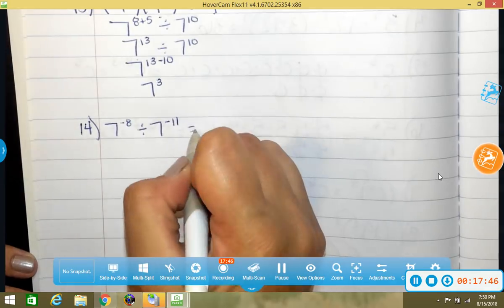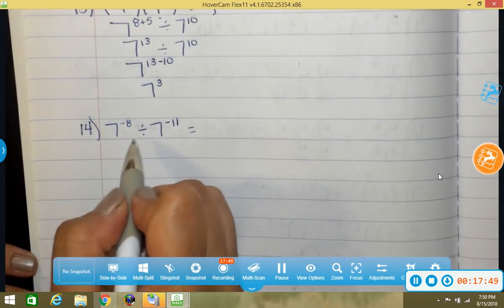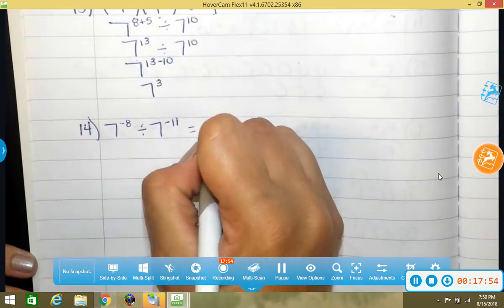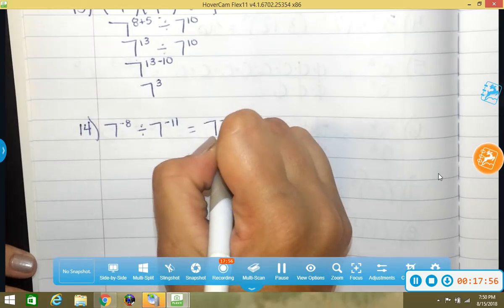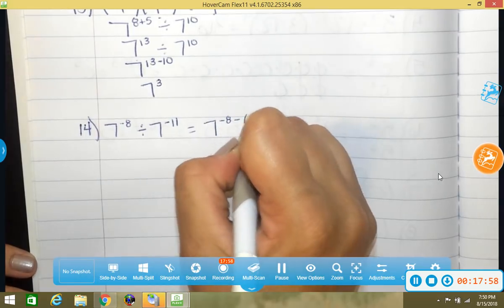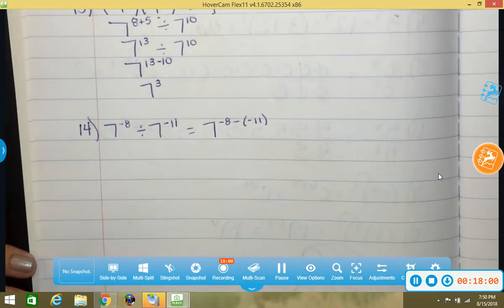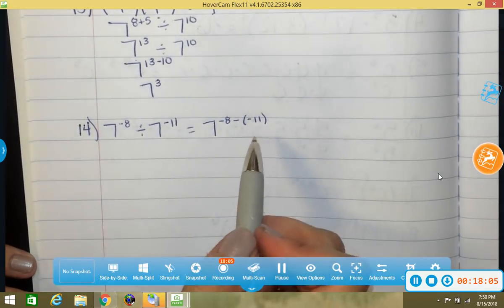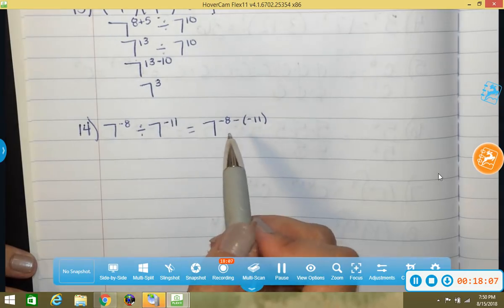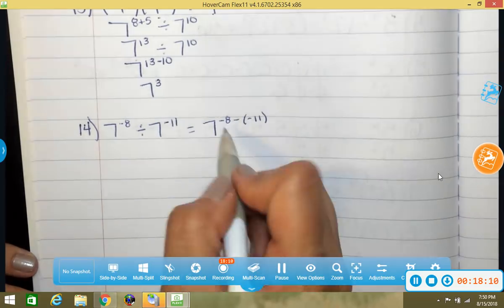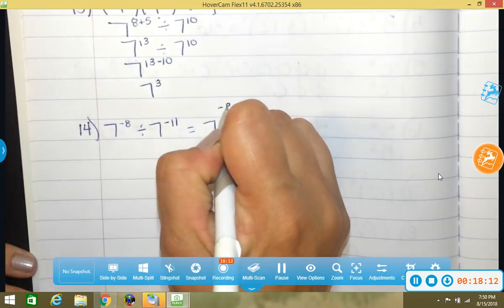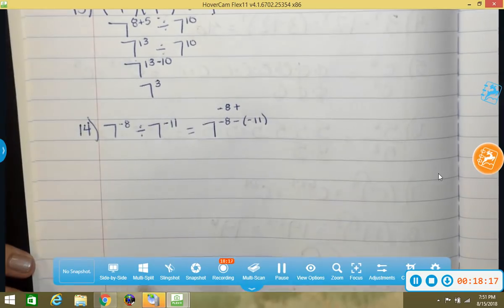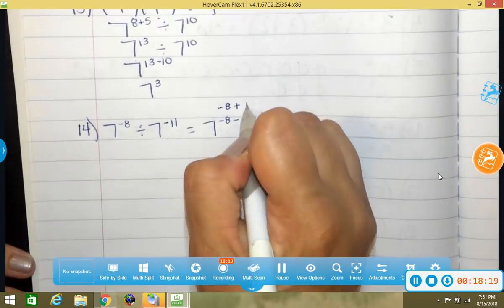Okay, we have like bases being divided, so we know that we have to subtract our exponents. So you have 7 to the negative 8th minus negative 11. All of these negatives look a little scary, but you know that when you're subtracting, you have to do keep, change, change. So you would say, okay, negative 8 stays the same. A subtraction sign becomes an addition sign, and the negative 11 becomes a positive 11.